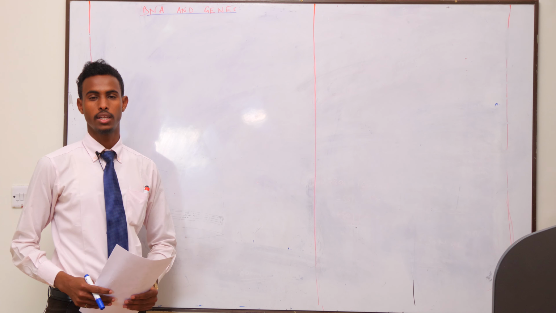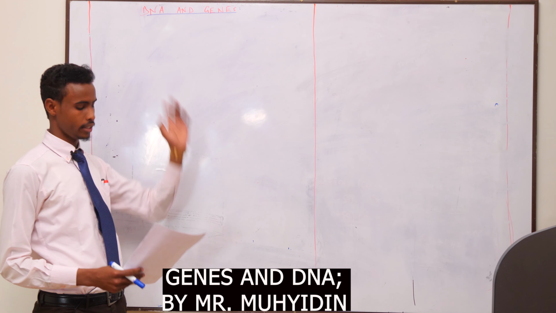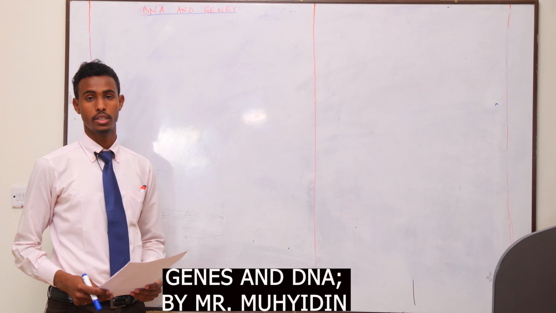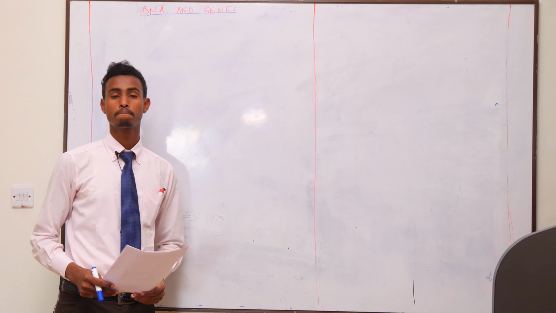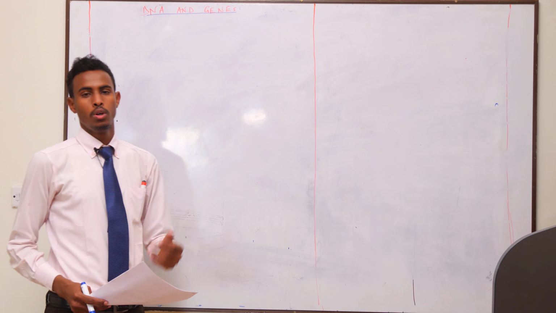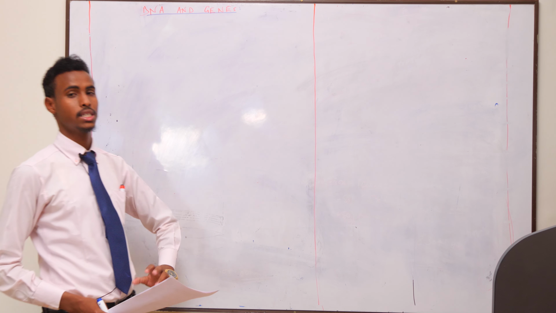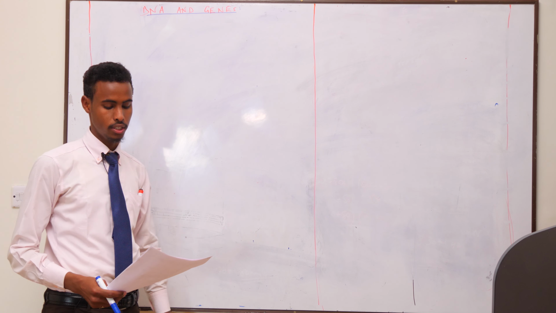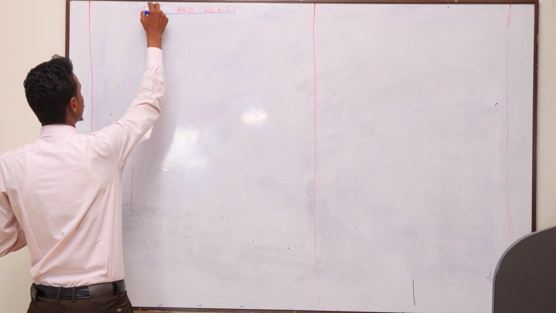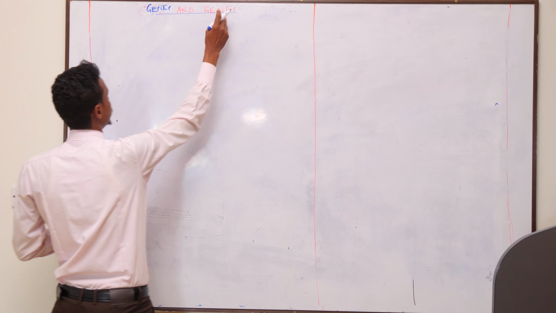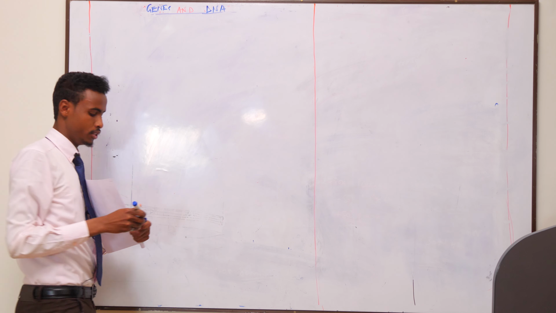Today we will be looking at lesson 4 of genetics, and that is about the genes and the DNA. In the next lesson we will be discussing DNA replication, the double helix and all those. But today we will be mostly discussing the genes and the DNA. Actually, it should be the genes and the DNA.